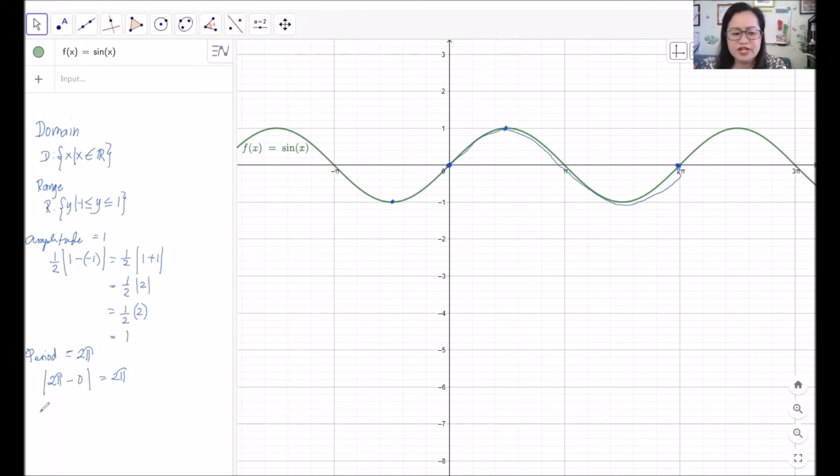Now, what about the frequency? The frequency is defined as the number of times the cycle occurs in a given interval. So if we take the interval of 0 to 2 pi, we will have a frequency of 1 complete cycle. So frequency is 1. That's all for the sine function.